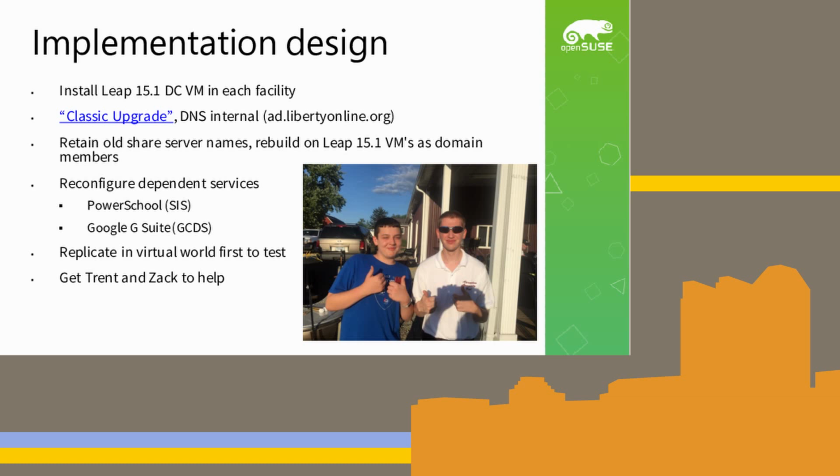And we rebuilt brand new VMs as domain members to deliver those shares. So reconnecting NFS points and iSCSI shares and all of that stuff. We reconfigured the dependent services, so there were 2 things that were using the LDAP previously: our school information system and Google G Suite. So we use GCDS, Google Cloud Directory Sync. Is that what it is, right? Google Cloud Directory Sync, yeah.